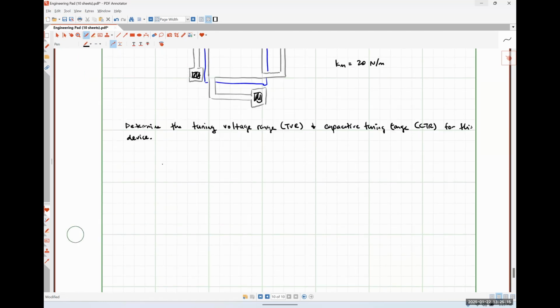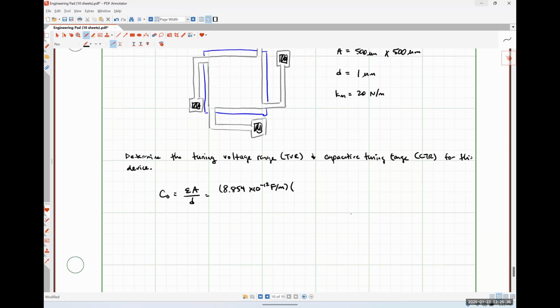So if I wanted to determine my nominal capacitance, C naught, this would simply be epsilon A over D. Once again, using 8.854 times 10 to the minus 12 farads per meter. Over here, I would have 500 microns squared. My distance is 1 micron. I got 2.214 times 10 to the minus 12 farads, or 2.2 picofarads.